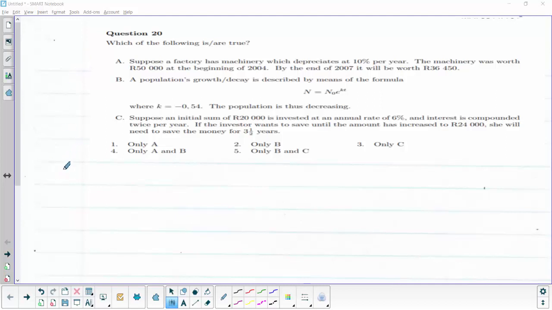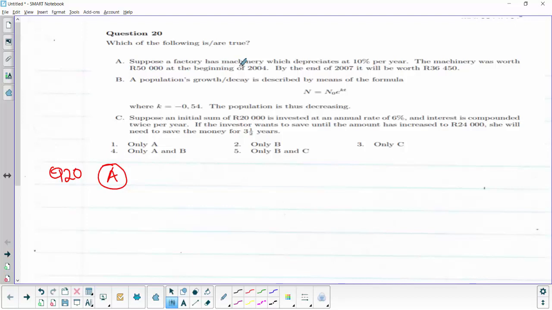Answer to question 20. So we are given the question, which is option A, B, and C. So we want to determine which one is true or which ones are true. So let us start from the A.